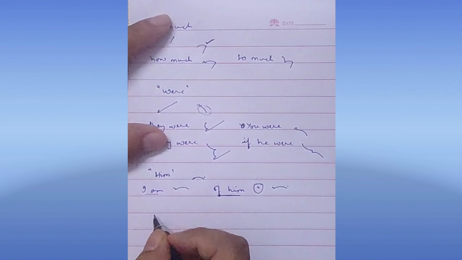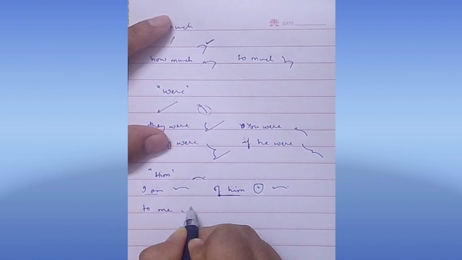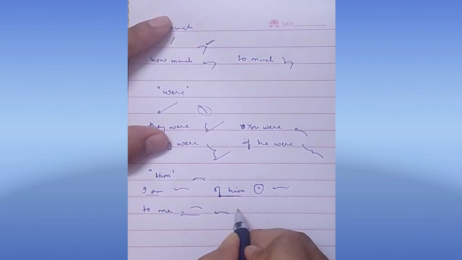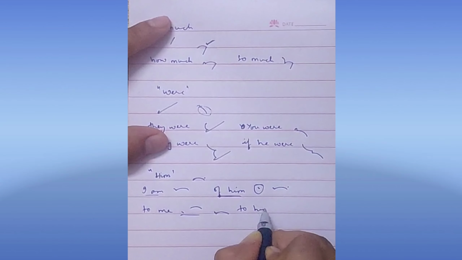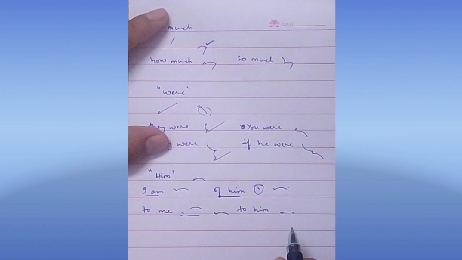I'll give one more example. "To me". "To" is this, "me" is like this. Joining these two strokes, we should write like "to me". So if we are to write "to him", we can write it the same way as this, but this is creating confusion. So to clear the confusion, we will put a dot here.